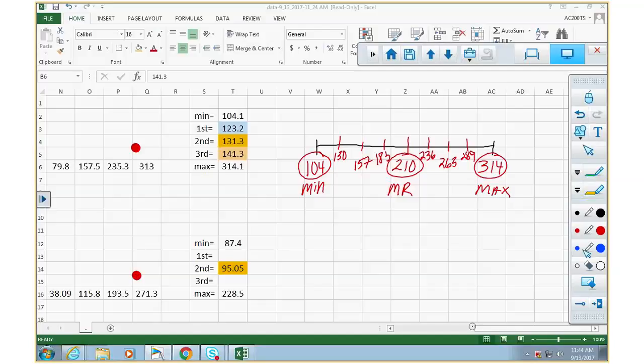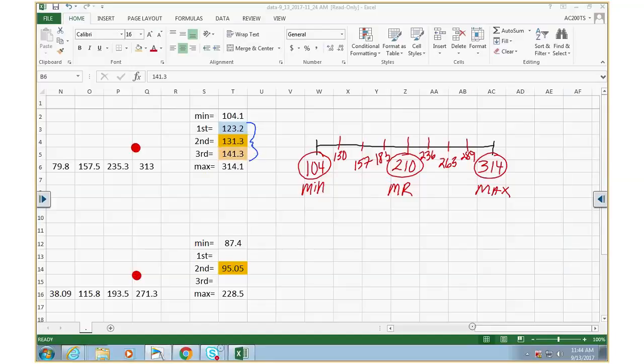Now I'm going to take my blue marker and I'm going to draw my box plot. Box plots are made up of these 3 numbers. 123. Well, 26, half of 26 is 13. 13 would be 117. So 123 would be somewhere in here. 131 would be right in here. And 141 would be somewhere in here.